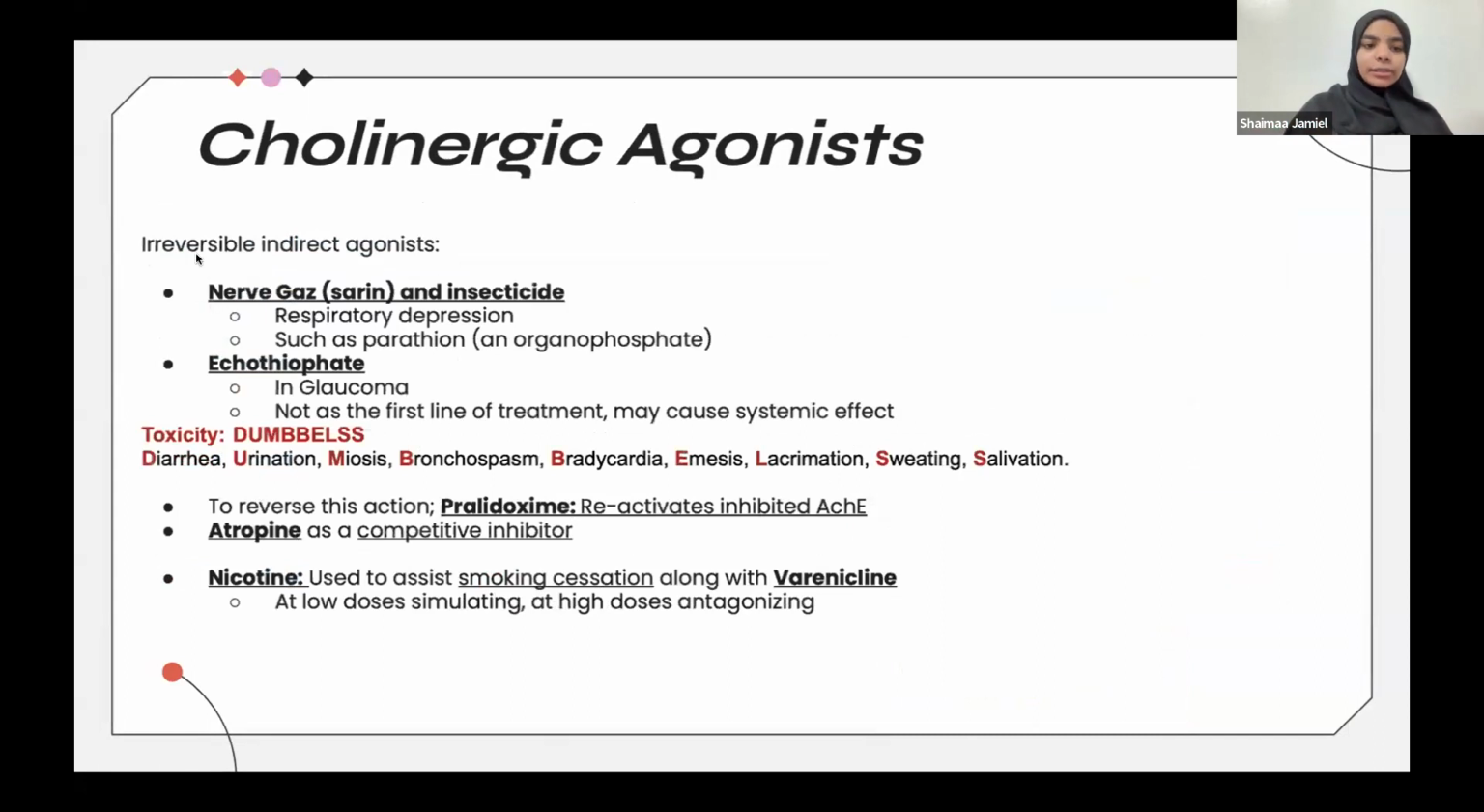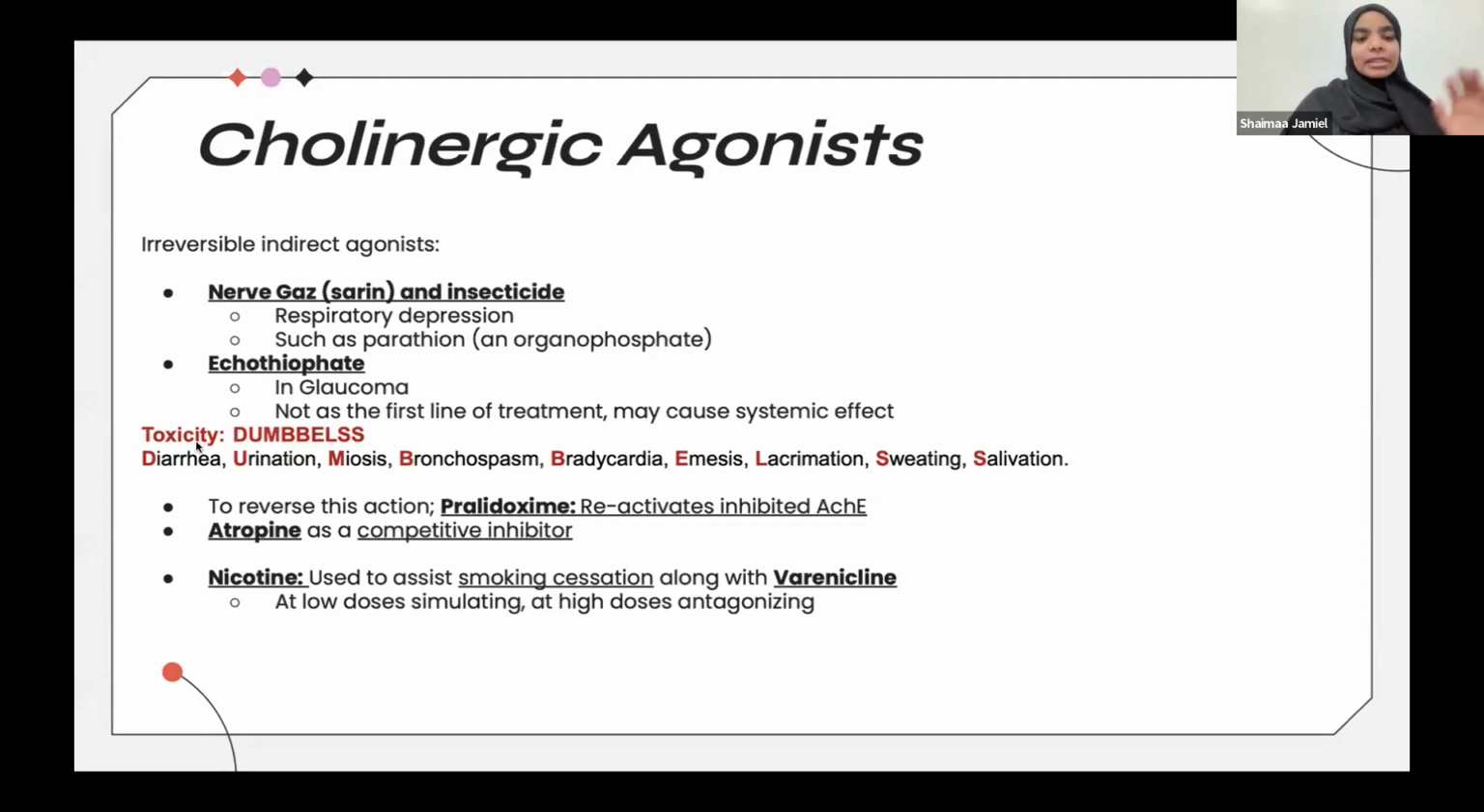And then the last ones, the irreversible. We have two. Organophosphates, which are the nerve gas, sarin, and insecticides, they all have organophosphate. This is irreversible binding to acetylcholine esterase, causing respiratory depression and can lead to death. And then we have ecothiopate, which is not really used, honestly, in glaucoma, not first line. I don't think it's a very important drug, okay? It's just an echo, it's not the real thing. So basically, toxicity caused by specifically organophosphate, because it's irreversible.